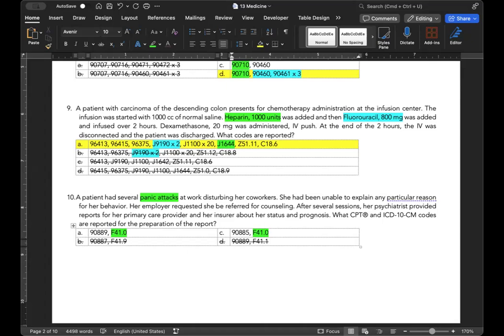So what do you think? Chat says 90889. Does everybody agree that we should use 90889 for that report that the psychiatrist provided?